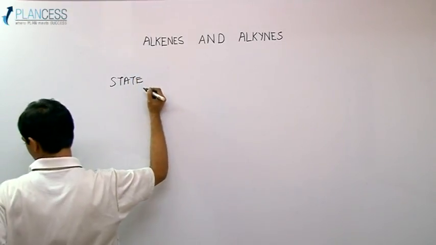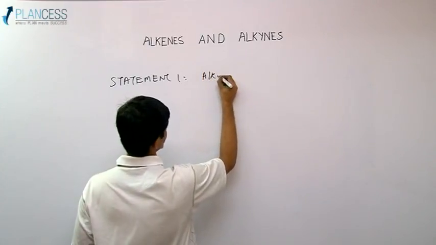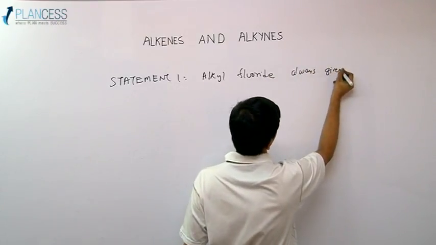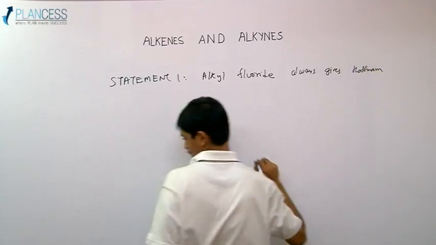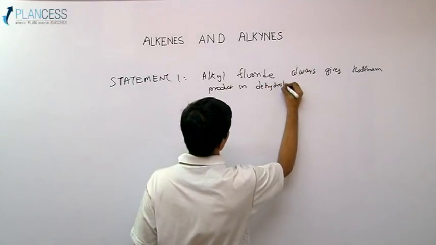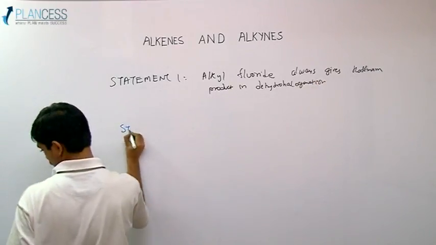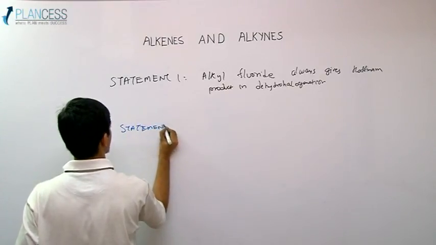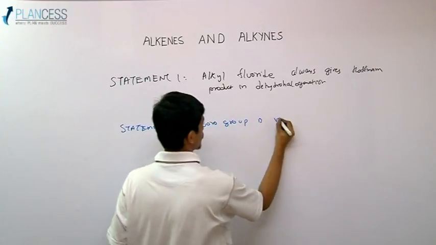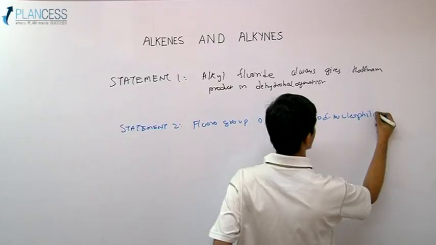Now the statements for our assertion reason are. Statement 1: alkyl fluoride always gives Hofmann product in dehydrohalogenation. Now what is statement 2? Statement 2: fluoro group is a very good nucleophile, a good nucleophilic leaving group.